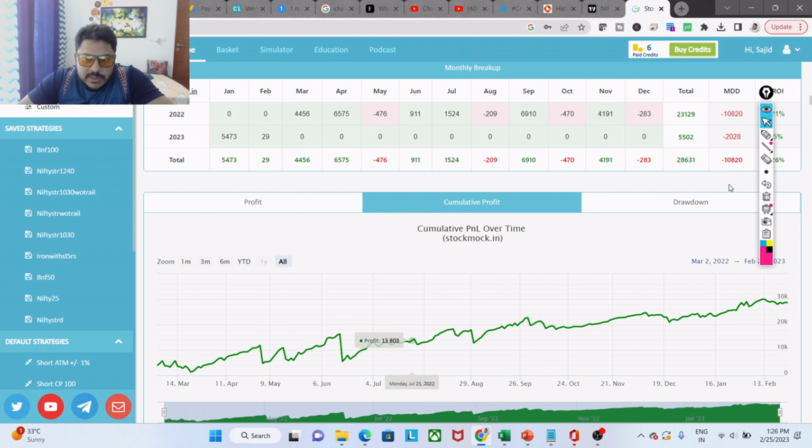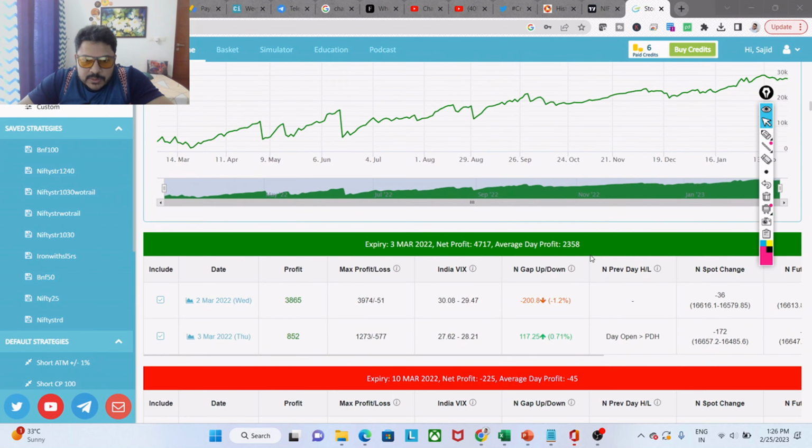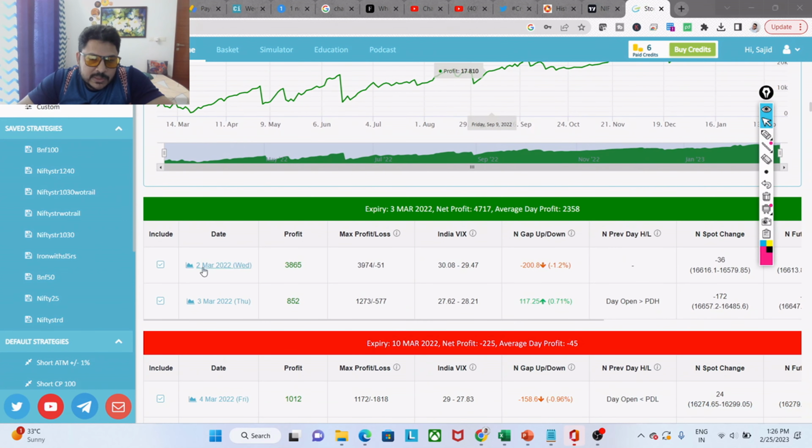Only these sharp drops are because of the days when you have trending days and the market shoots up. That day the sold calls or puts will go really high, so those days will have a bigger loss. But since we know the percentage of days where it has gone beyond 300 plus is very less.